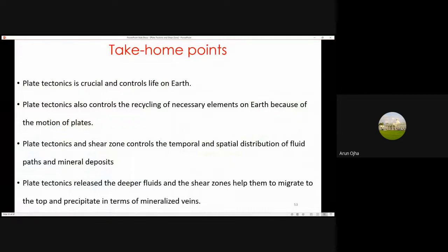So these are a few take-home points from this presentation. The first point is that plate tectonics is crucial and controls life on Earth. The second, plate tectonics also controls the recycling of necessary elements on Earth because of the plate motion. And plate tectonics and shear zones combinedly control the temporal and spatial distribution of fluid paths and hence the different types of mineral deposits. And plate tectonics releases different fluids and the CO2 helps them to migrate to the top of the crust and precipitate in terms of mineral deposits.